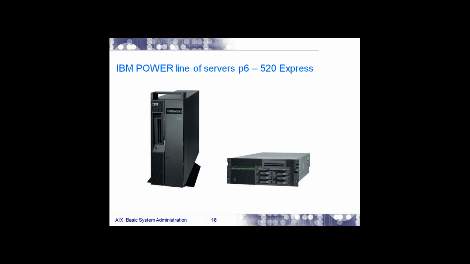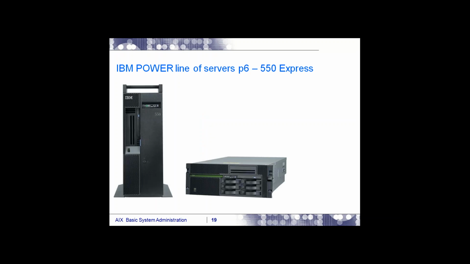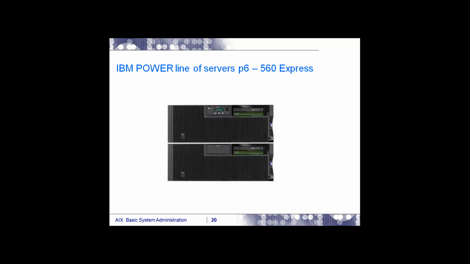Basically we get two types of servers: one is rack mounted, another is tower based. But no one is using tower based servers because they consume more space, so people are using rack mounted servers only. Those are the 550 Express edition and the 560.